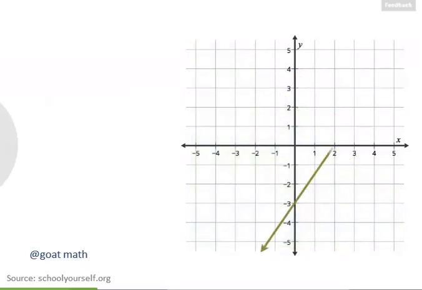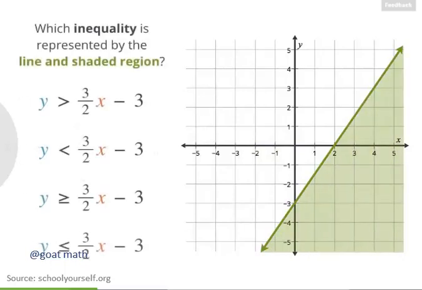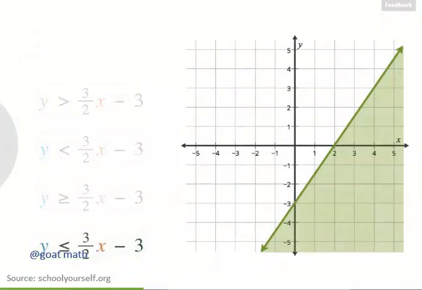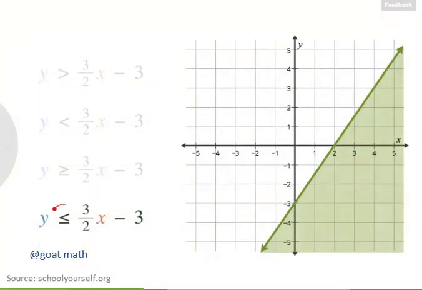So next, take a look at this solid line and shaded region. Which inequality is represented by this graph? Nicely done! So this is the graph for y is less than or equal to 3/2 x minus 3.